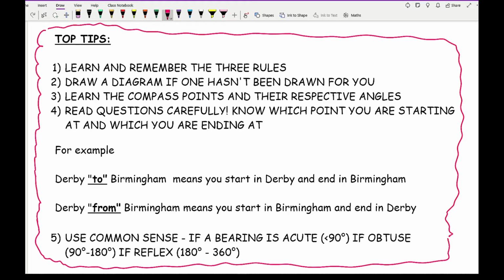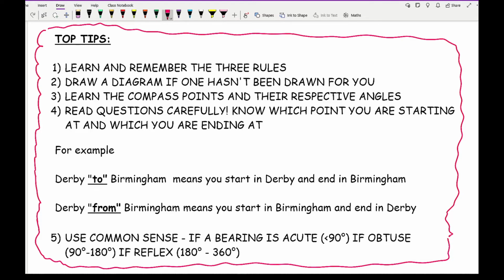The fourth one is really important, so make sure you read the questions carefully. Know which point you are starting at and which you are ending at. So for example, if you have a statement that says Derby to Birmingham, then that means you're starting in Derby and ending in Birmingham. If you had a question that was written like Derby from Birmingham, that means you're starting from Birmingham and ending in Derby. So don't automatically think that the first thing that's mentioned is where you start and the second is where you finish, because it all depends on the wording.